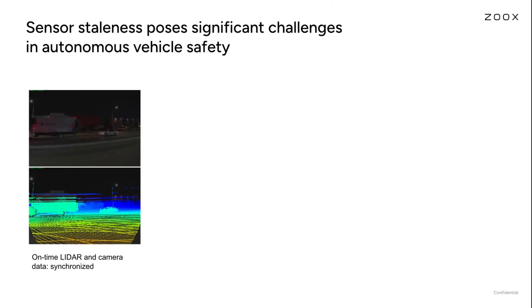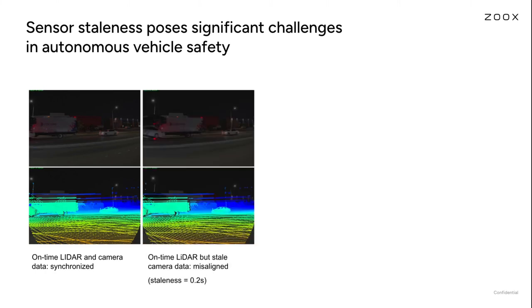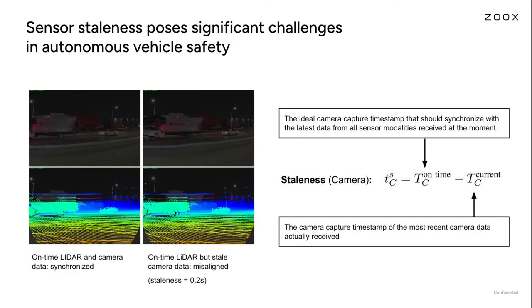In this example, we have LiDAR and camera data well synchronized and spatially aligned. In the second example, LiDAR data is on time, but camera data is stale and causes significant misalignment.